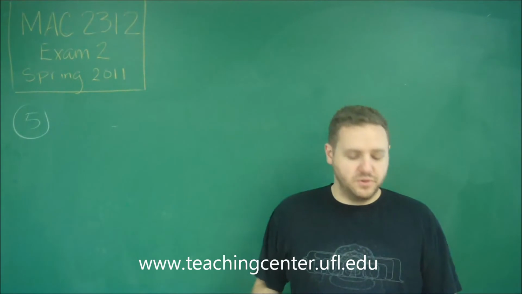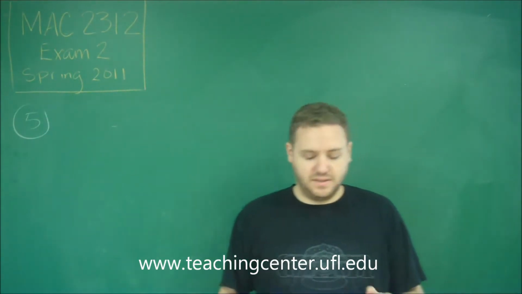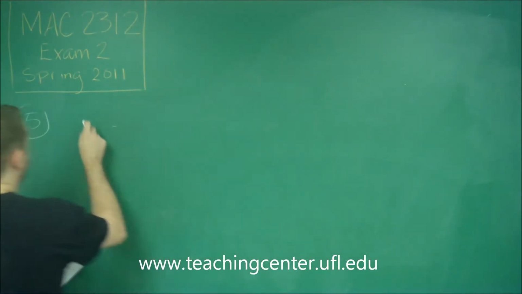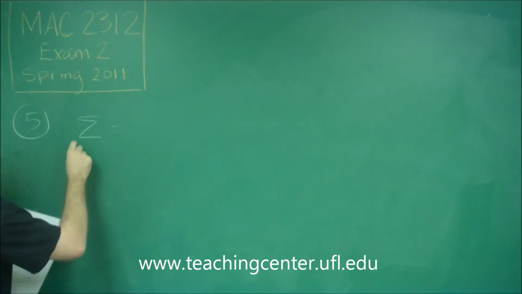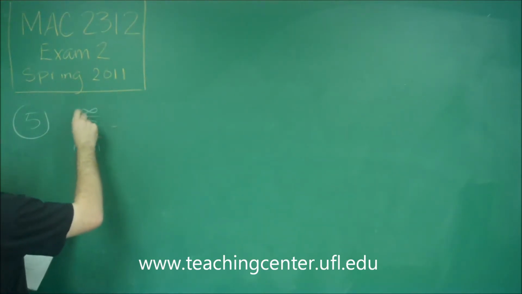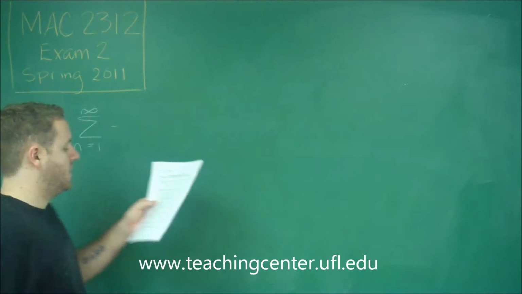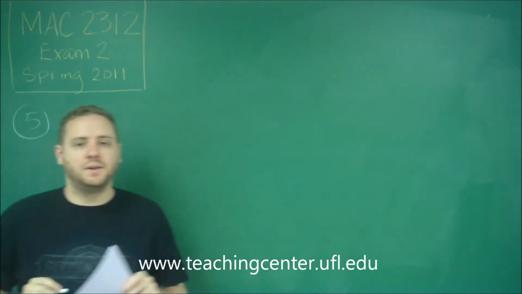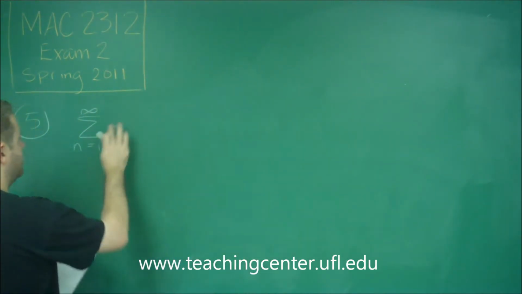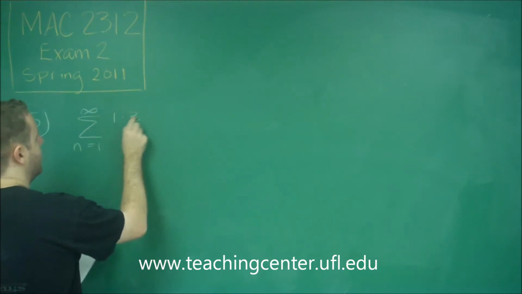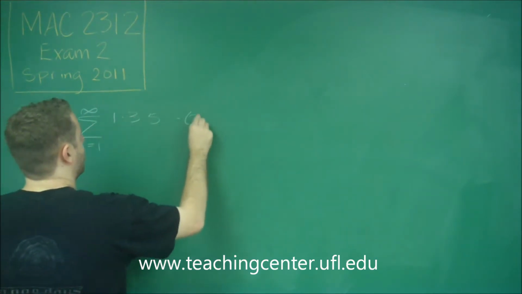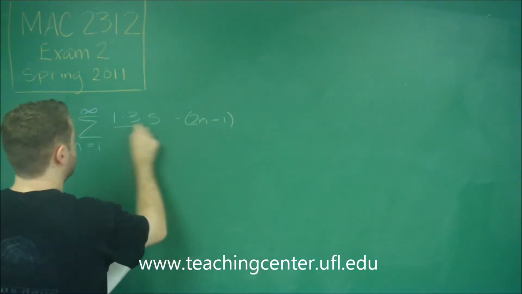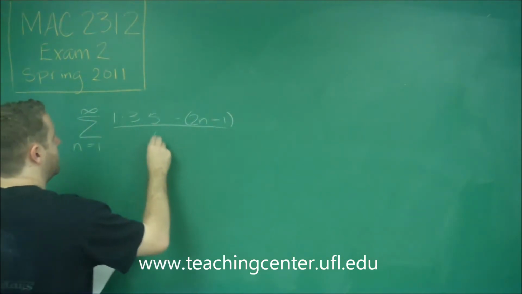Okay, and for number 5, we're just doing another series to see if it converges and explain by which test. So we have the series n equals 1 to infinity. The top is a product of odd numbers up to 2n minus 1. There's no real better way to write that than the way it's written there. And on the bottom we have 2n to the n.